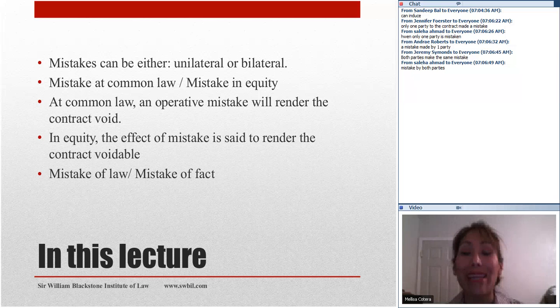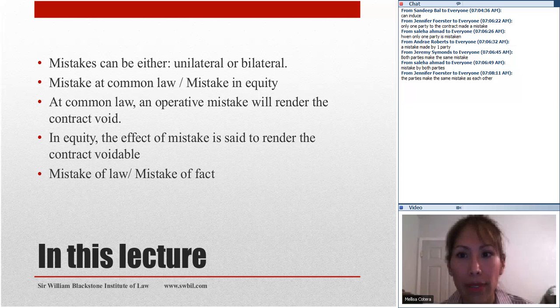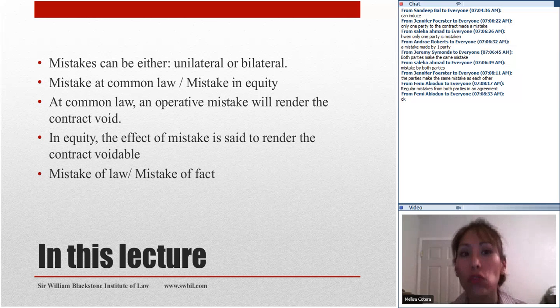Okay, a bilateral mistake, I need to tell you, can be common. What do you understand by a common bilateral mistake? What do you think is a common bilateral mistake? The parties make the same mistake as each other. Yeah, that's good, Jennifer. Regular mistakes from both parties in an agreement. That means a common bilateral mistake means that the parties make the same mistake as each other. They share the same mistake. So we are going to see in the next slide about these types of bilateral mistakes.